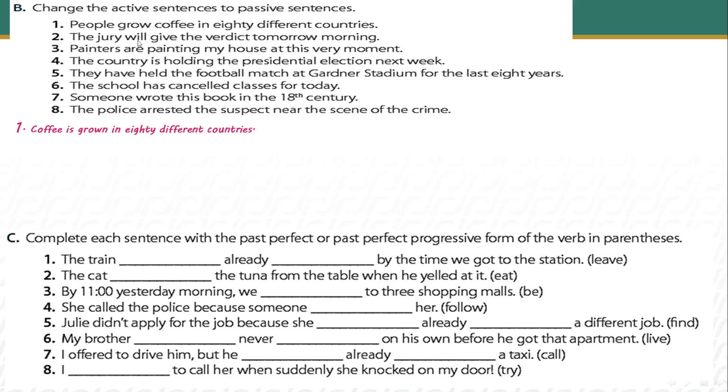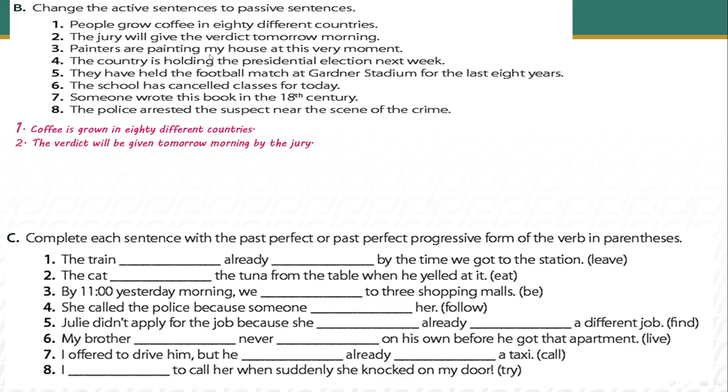The jury will give the verdict tomorrow morning. The verb is will give, and its passive form is will be given. The sentence will be: the verdict will be given tomorrow morning by the jury. Let's move to number 3.